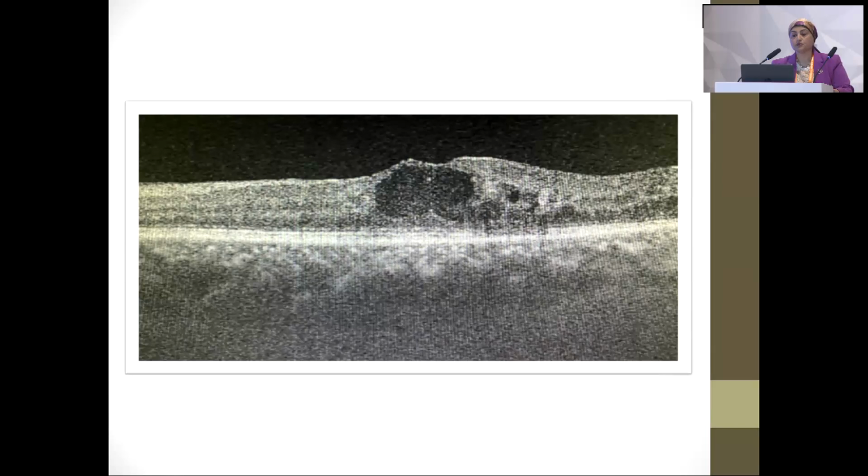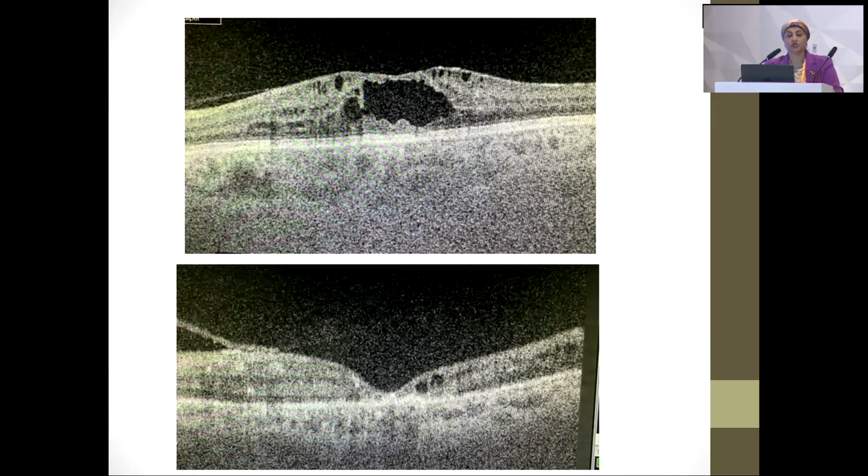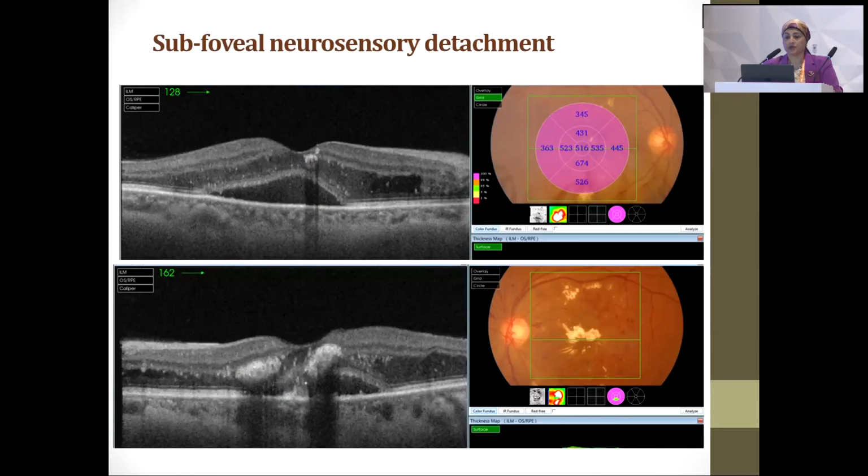And this moth-eaten appearance with the markedly thin inner retinal layer, and here are cystic spaces denoting ischemic changes, and even after treatment with intravitreal VEGF, improved retinal thickness, but left with an atrophic, markedly thin fovea, and no visual improvement actually in that patient.